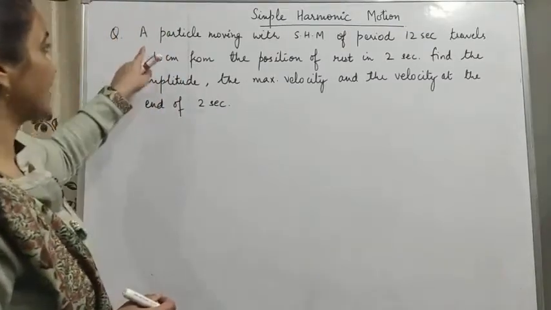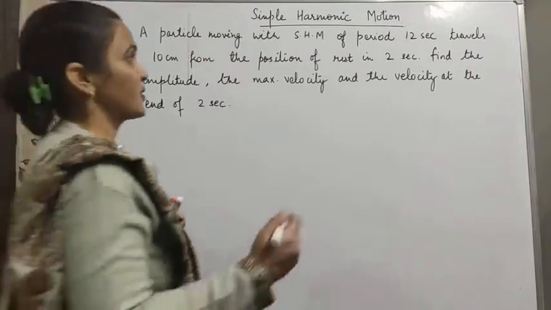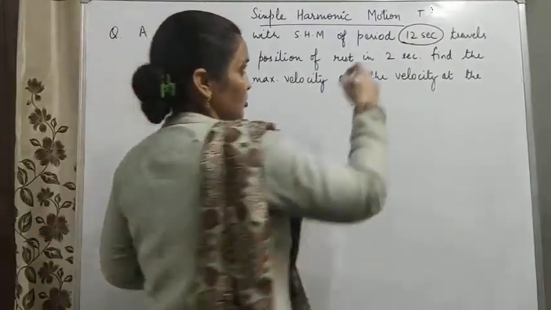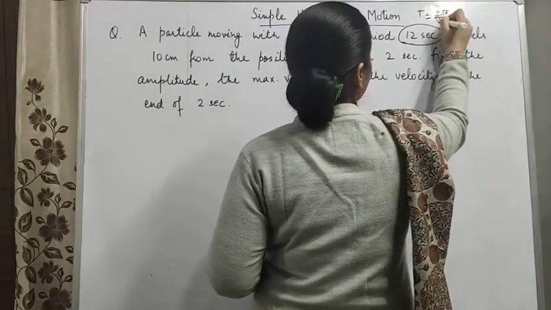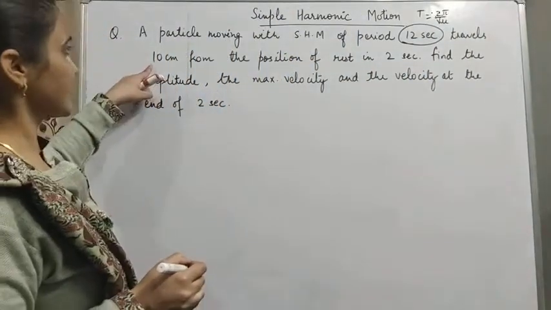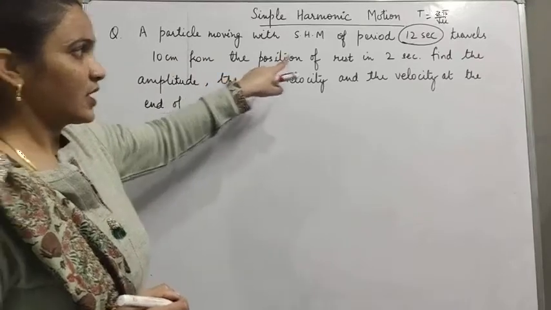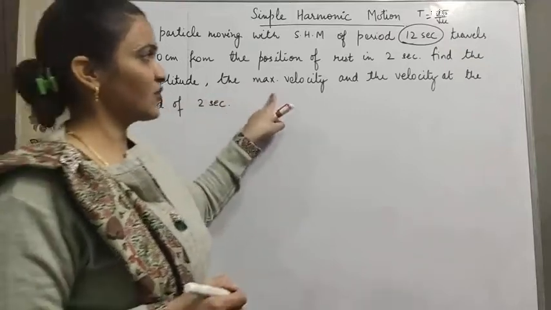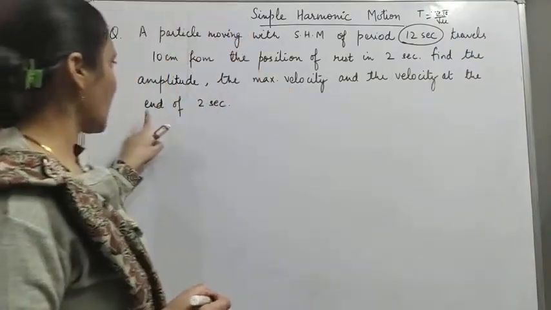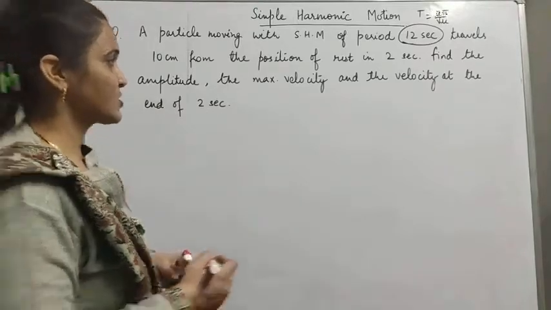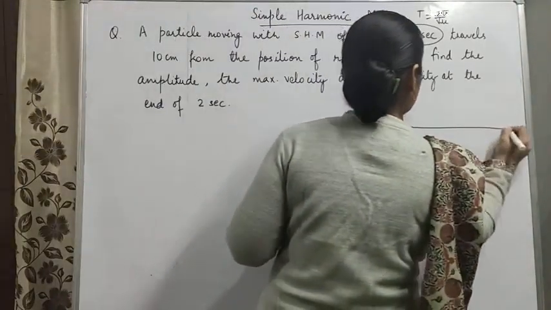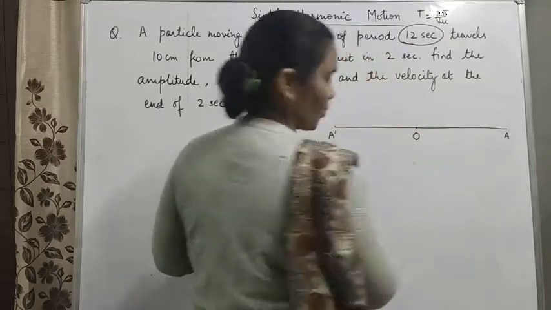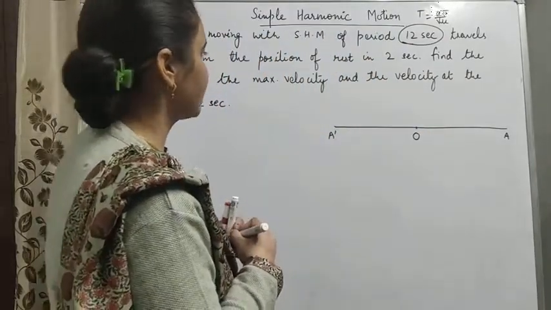Next question. A particle moving with SHM of period 12 seconds. Means this is time period given to you, capital T, which is equal to 2 pi upon under the root mu. Travels 10 centimeter from the position of rest in 2 seconds. Find the amplitude, the maximum velocity and the velocity at the end of 2 seconds. So let us draw the diagram. So this is A dash, extreme position A. This is mean position O. We have time period T.